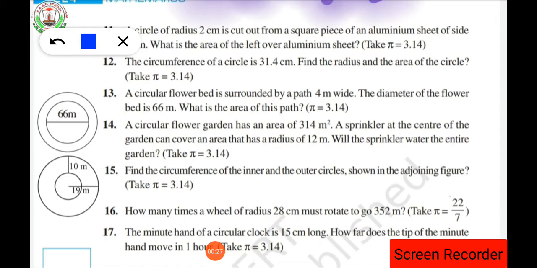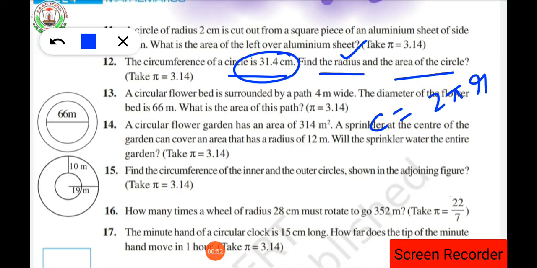Clear? So here is the 12th question. What is the circumference of a circle? The value is given as 31.4 centimeter. What we have to find here is the radius and the area. Using this circumference value, 31.4, we have to first find the radius. How can we find it? The formula for the circumference of a circle is 2 pi r, isn't it?